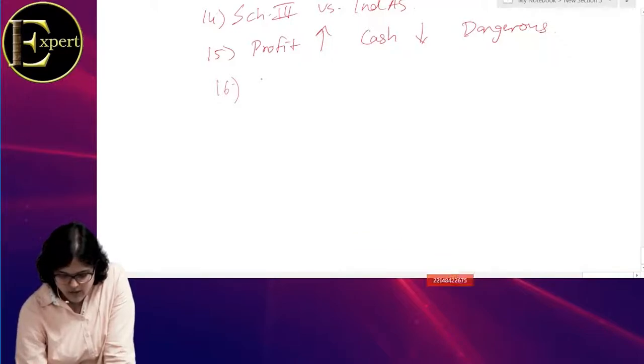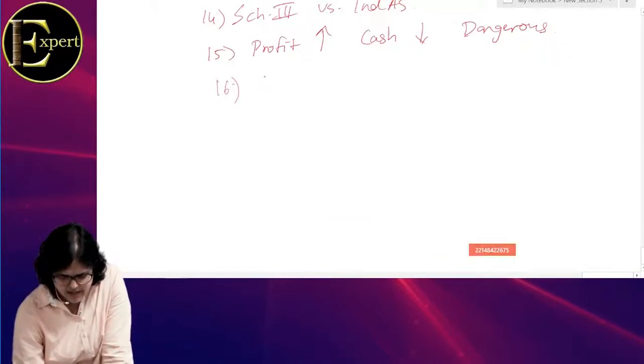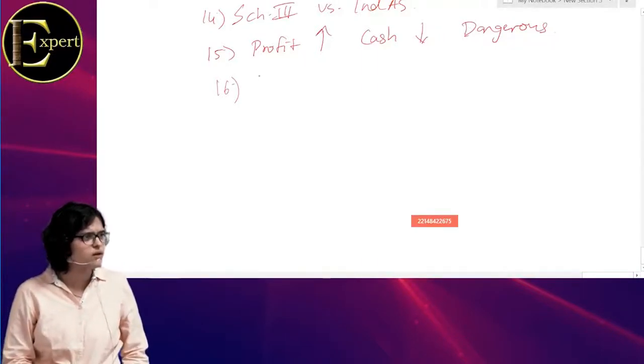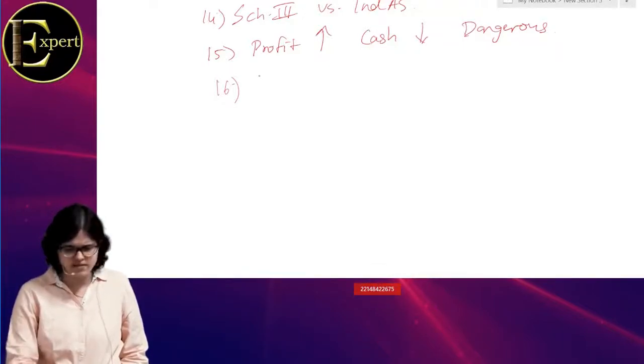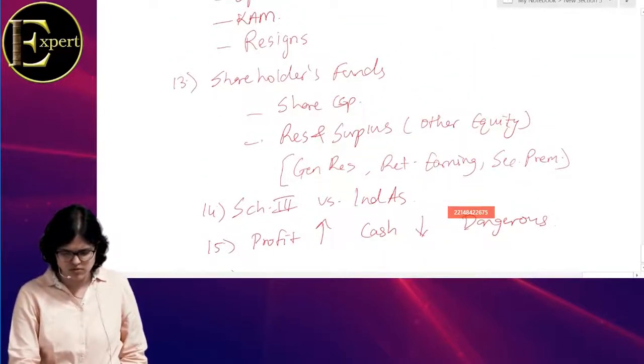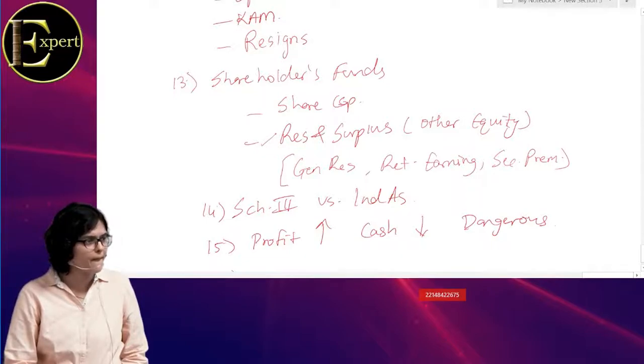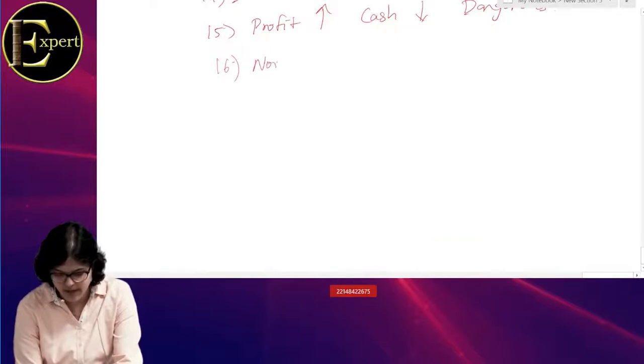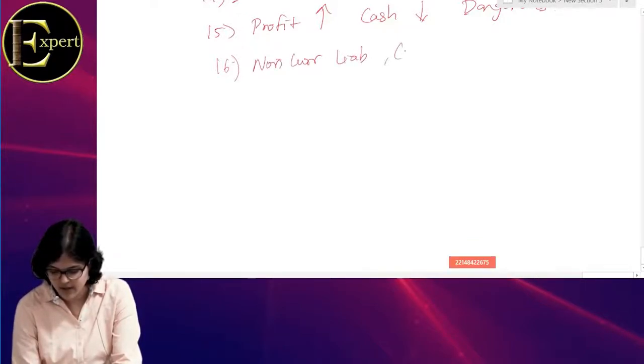Then we talked about equity and liability. Inside that, we directly started ratio analysis in share capital. Yes, reserves and surplus we jotted down. Then we also talked about what is a non-current liability and what is a current liability. Then we discussed what is a non-current asset.